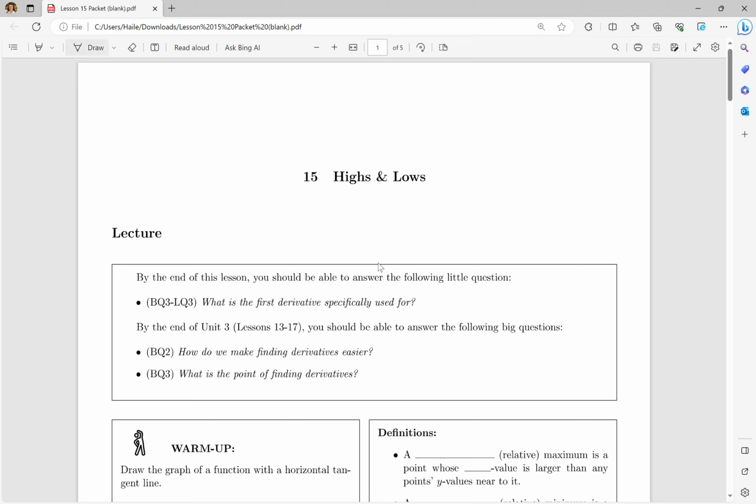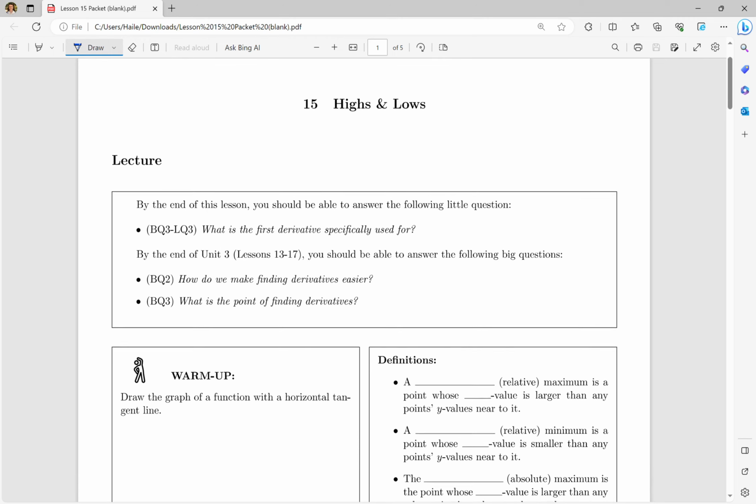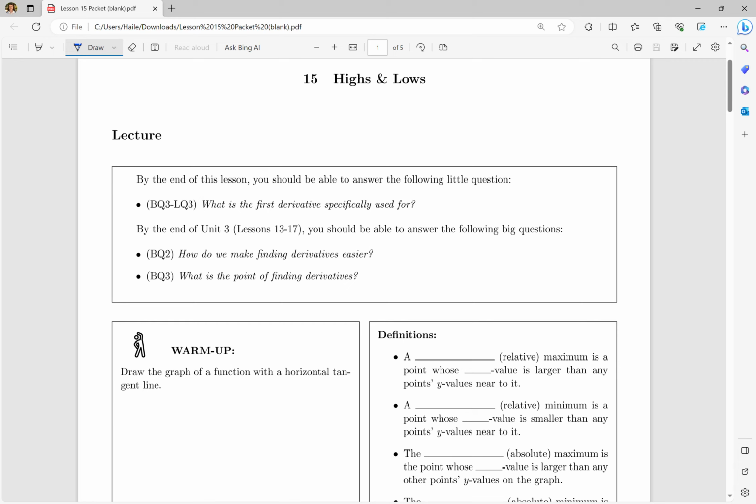In this lesson, we're going to start talking about highs and lows of functions, of graphs, basically any way you can represent a function that we've talked about. And so by the end of this lesson, you should be able to answer the following little question. What is the first derivative specifically used for?